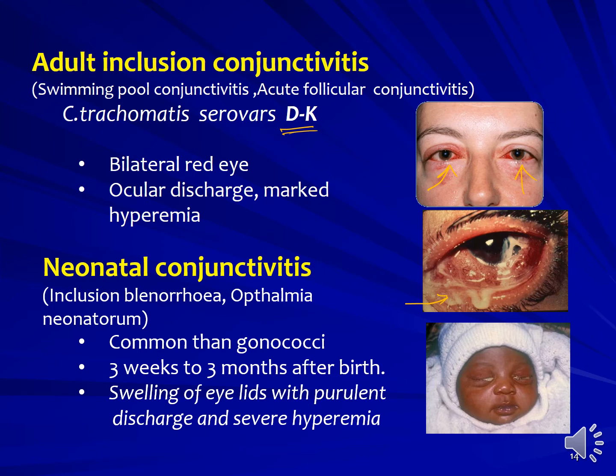In the case of neonatal conjunctivitis, also known as inclusion blennorrhea or ophthalmia neonatorum, the gonococci are also responsible for ophthalmia neonatorum, but neonatal conjunctivitis by chlamydial species is more common than gonococcal ophthalmia neonatorum. This is possible 3 weeks to 3 months after birth, where you can see severe swelling of the eyelids with purulent discharge and severe hyperemia. Here you can see the severe hyperemia, the redness of the eye.